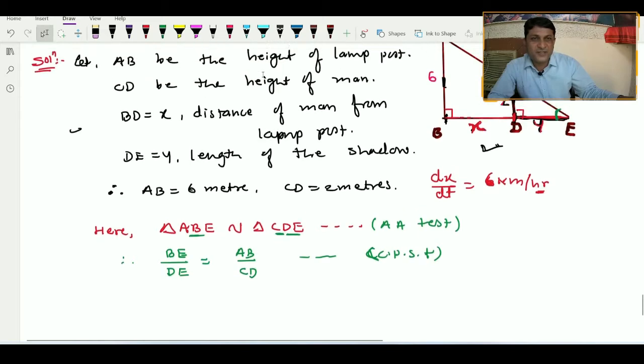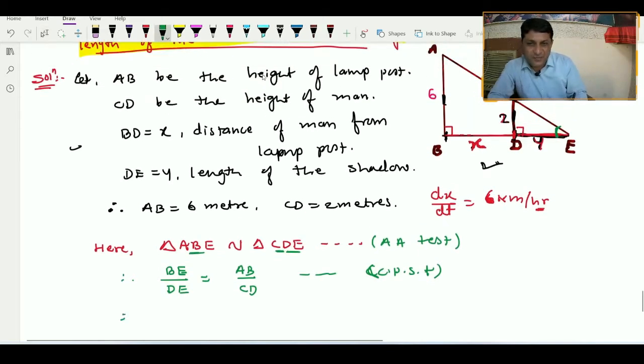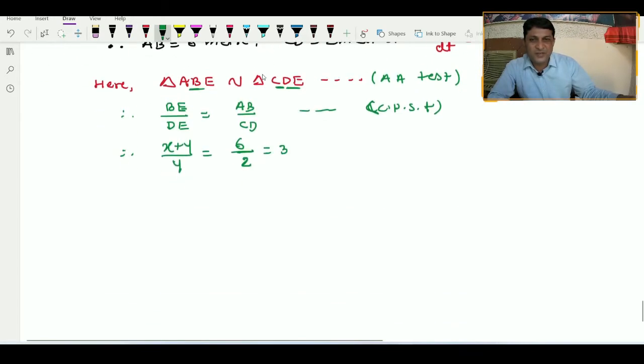Observe the figure very carefully here. BE will be equal to X plus Y. From the figure, DE will be equal to Y, so replace DE by Y. Again AB is equal to 6, and CD is equal to 2. All these values we have substituted from this figure. So 6 upon 2 will be equal to 3. Now let us simplify this expression, which can be written as X plus Y is equal to Y multiplied with 3. So on this side we will get 3Y.